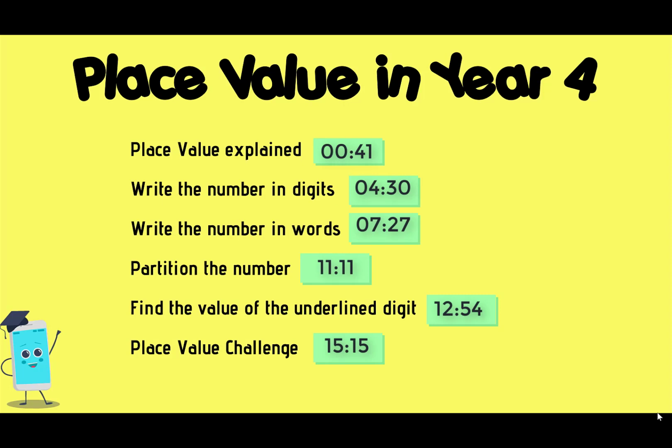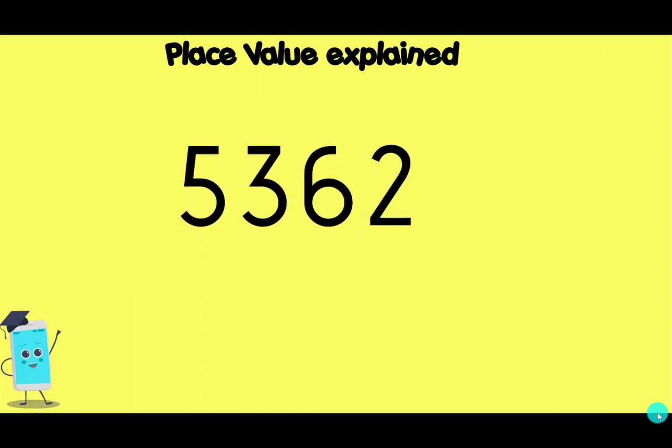So the first activity will be writing the number in digits, then in words. We will then look at partitioning a number, finding the value of a digit, and then finish with a place value challenge. So in year 4, you should be able to read this number on the screen.